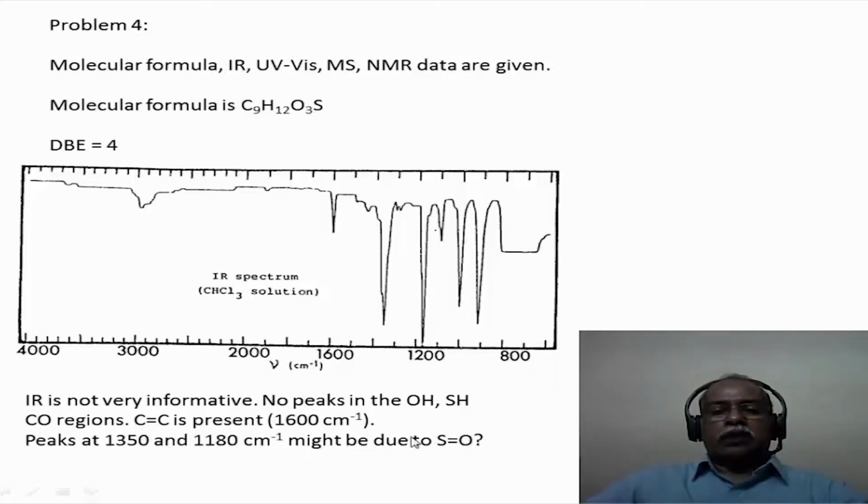If it is an SO2 kind of a group, this could be an asymmetric stretch frequency of the SO, and this could be a symmetric stretch frequency of the SO. But that is a very tentative assignment, and we are not sure about this particular assignment. We need another confirmation to make sure that this assignment is correct.